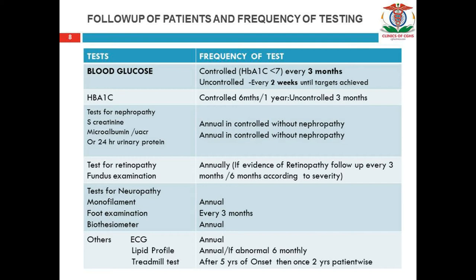There are 3 tests which can be done. You have to examine the foot every 3 months. You can do foot examination 3-monthly. Monofilament testing should be done annually in normal patients. And a biothesiometer we don't have in our OPDs, but a biothesiometer is basically a glorified tuning fork. So you can use a 128 Hertz tuning fork instead of a biothesiometer to test the vibration sense in the patients.